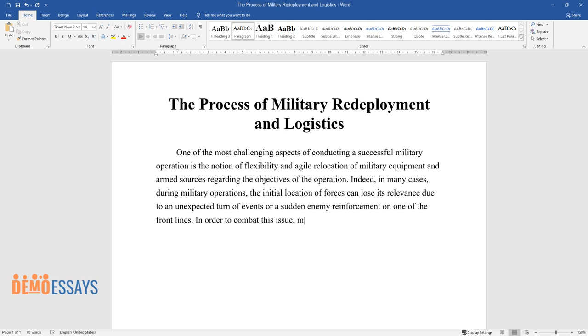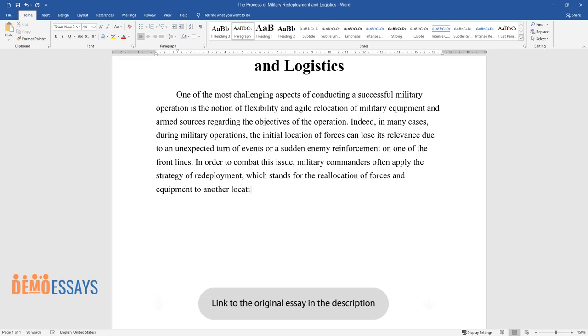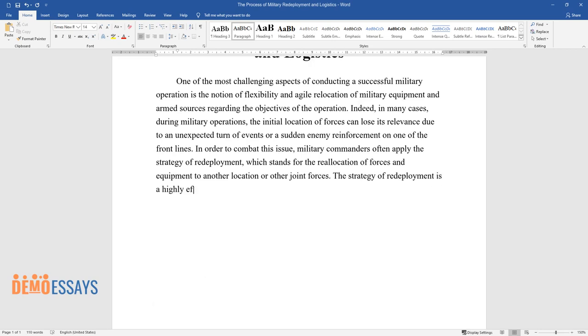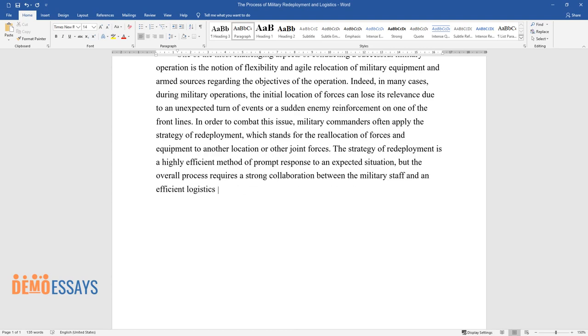In order to combat this issue, military commanders often apply the strategy of redeployment, which stands for the reallocation of forces and equipment to another location or other joint forces. The strategy of redeployment is a highly efficient method of prompt response to an unexpected situation, but the overall process requires a strong collaboration between the military staff and an efficient logistics management model.